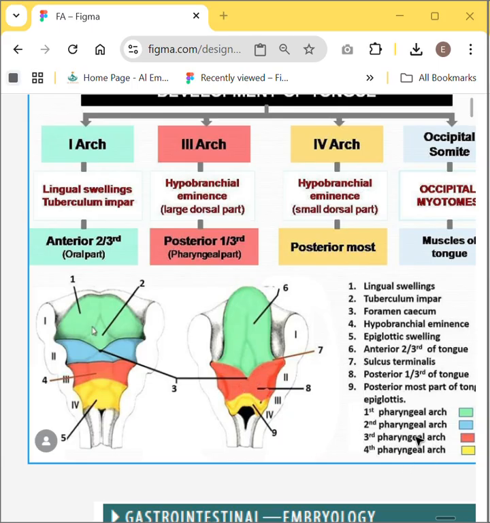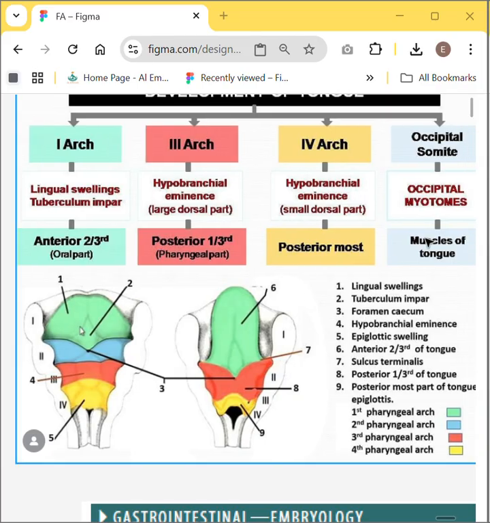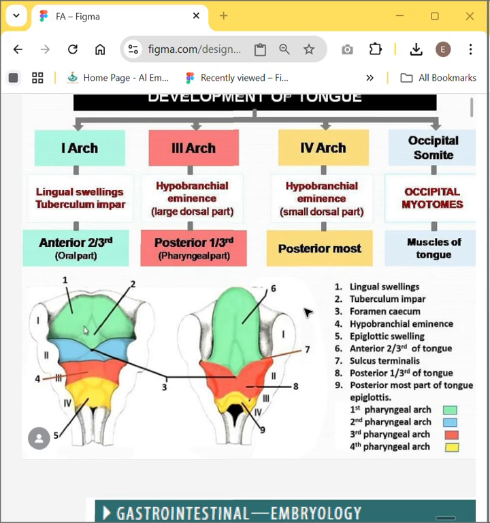The third pharyngeal arch, the hypobranchial eminence, creates the posterior 1/3 of the tongue, and the anterior 2/3 of the tongue is created by the first arch. So the two lingual swellings and the tuberculum impar go on to make the anterior 2/3 of the tongue. That's important to understand. And all the muscles of the tongue come from the occipital myotomes.